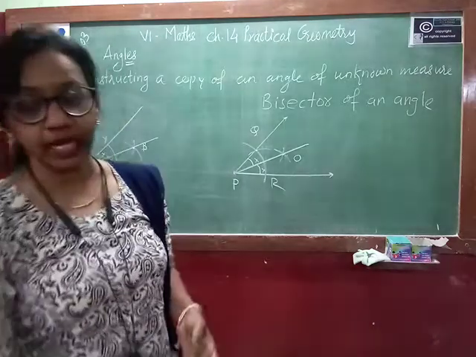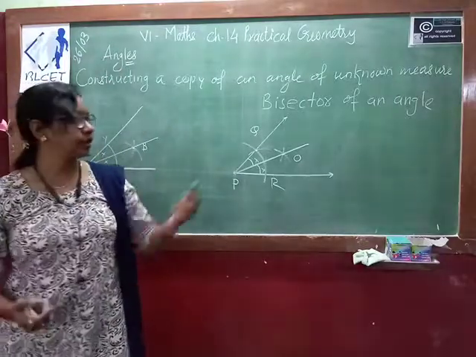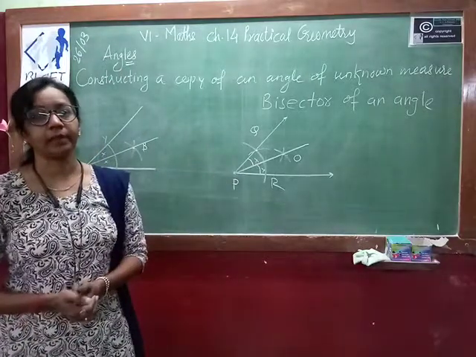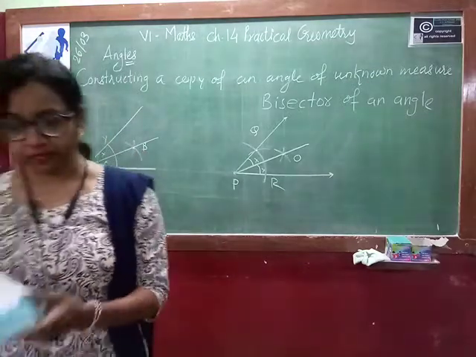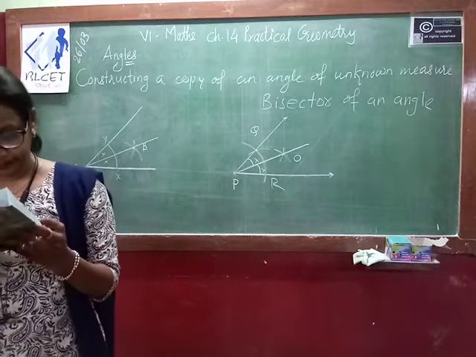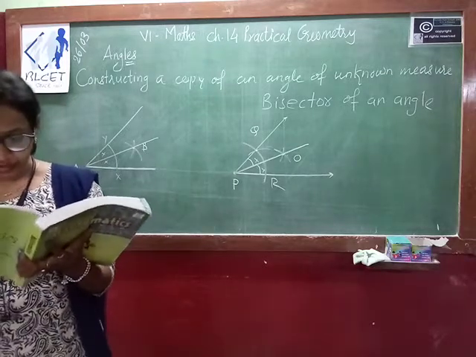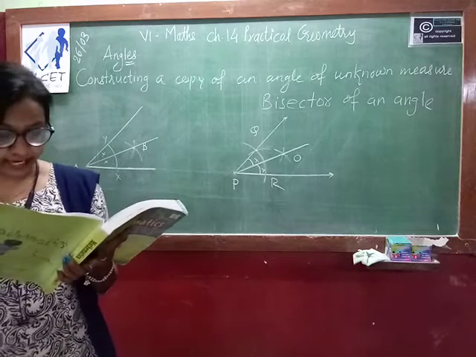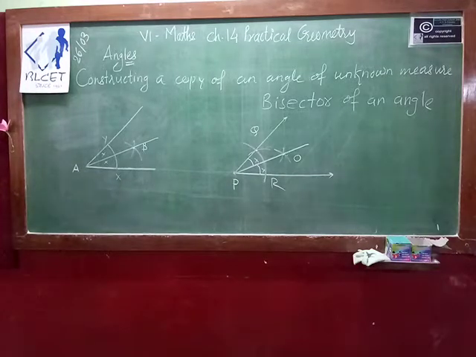So this way we can bisect any angles, not only this angle, any angles if you have, you can bisect it like this. So this is all about how you can bisect the given angles. Now our next topic is angles of special measurements. If you are given some angles, how will you construct that angle with the help of ruler and compasses? That we will see in the next video. Thank you.